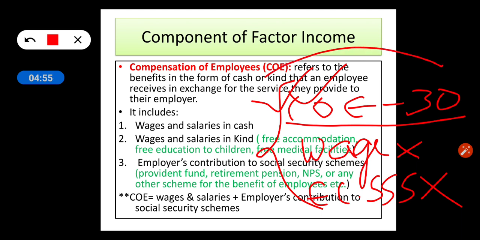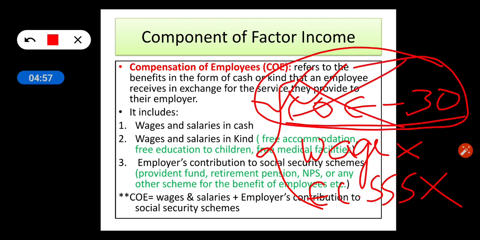If the value of COE is not given in the item, what we will do, we will add wages and employer's contribution to social security scheme to get COE.